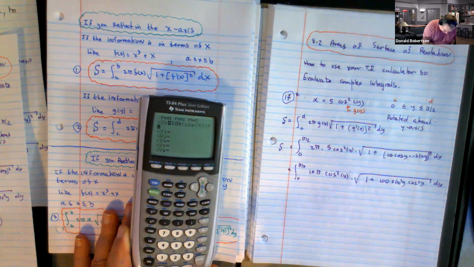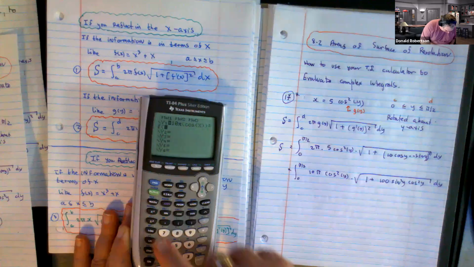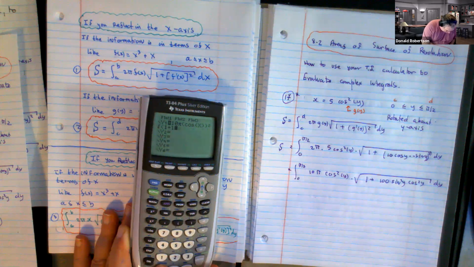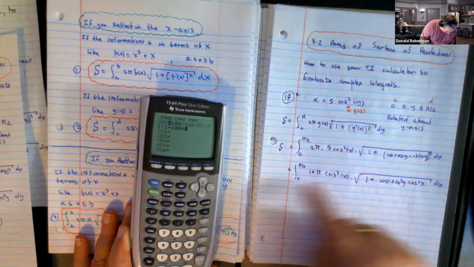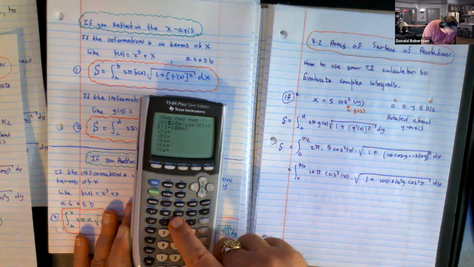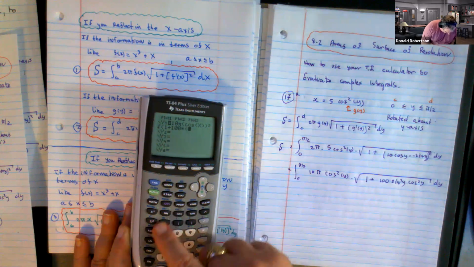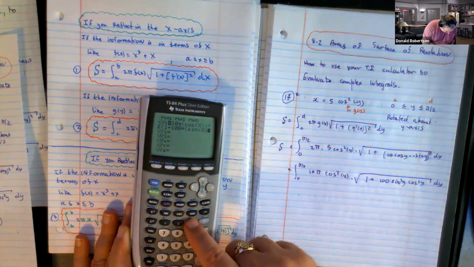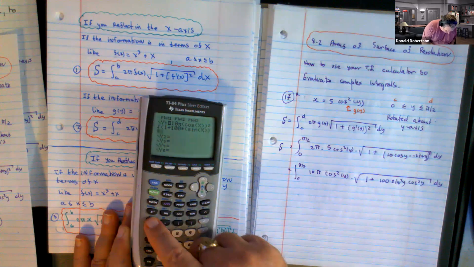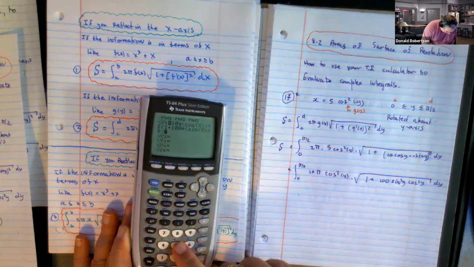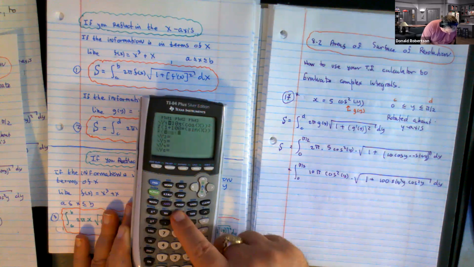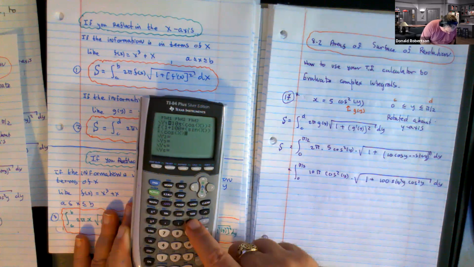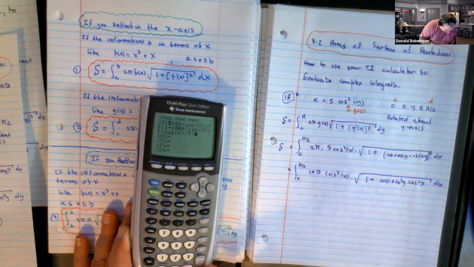Then you have a square root of 1 plus 100 sine squared and a cos squared. Same kind of idea. Do a bracket, sine of x, and then square it. And then another bracket, cosine of x, and square it. And that should be it.